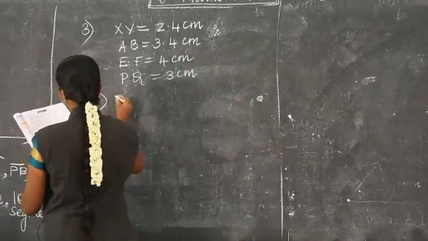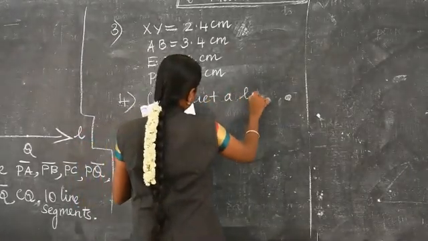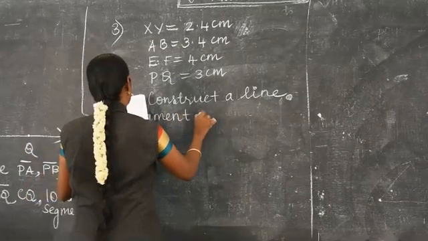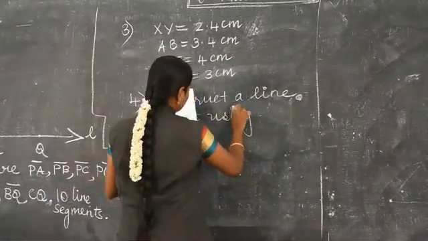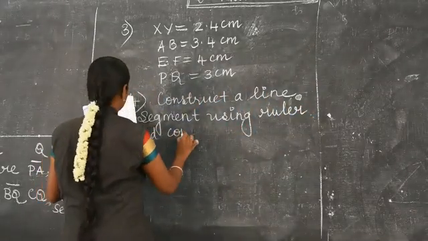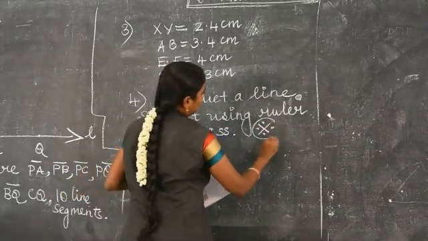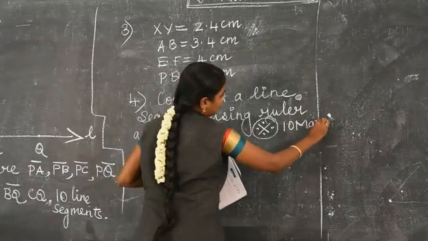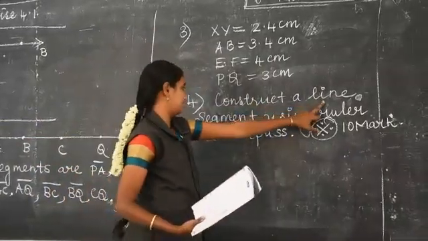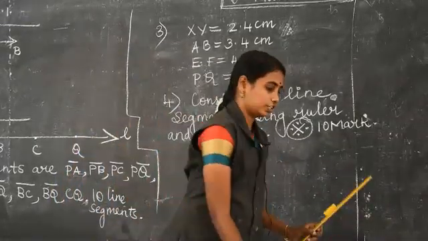Question number 4. Construct a line segment using ruler and compass. So it's very important. This is a 10-mark question. Listen to me. It's a 10-mark question. Construct a line segment using ruler and compass. Okay, we can go for the ruler and compass.